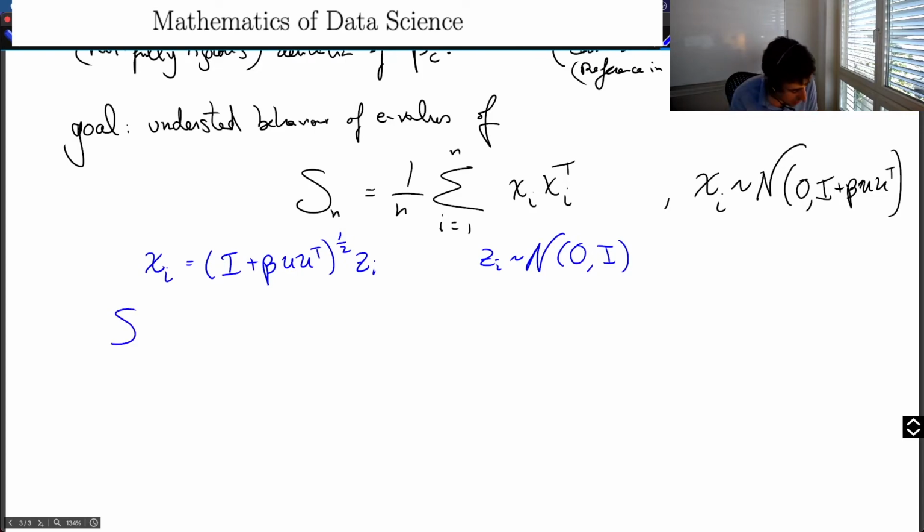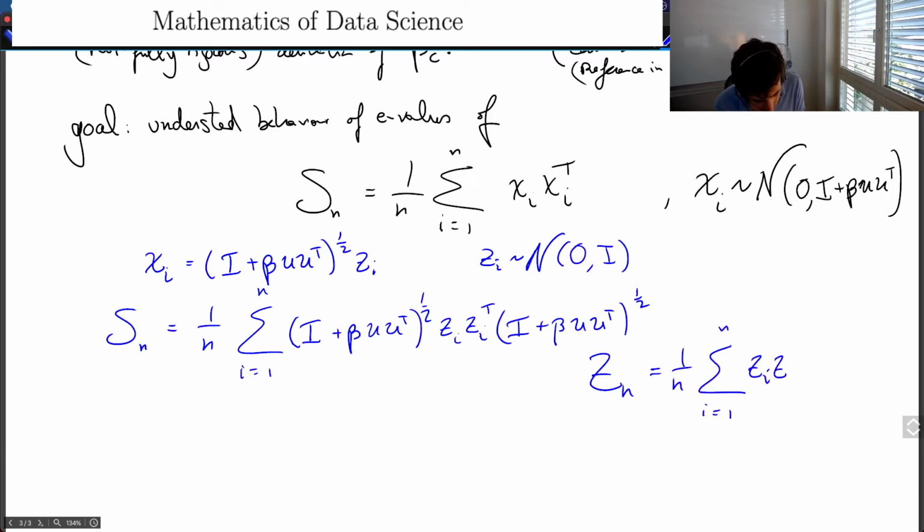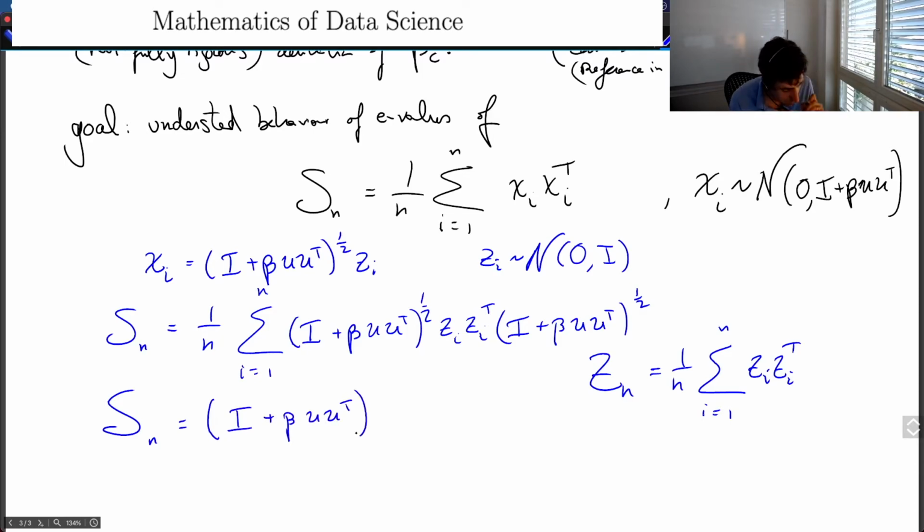This means in particular that I can write Sn as 1 over n, sum i from 1 to n, of identity plus beta u u transpose to the 1/2, zi zi transpose, identity plus beta u u transpose to the 1/2. This matrix is symmetric, so I don't have to take another transpose. If I now write Zn equal to 1 over n sum i from 1 to n of zi zi transpose, this matrix I know its eigenvalues. This means I can write Sn as identity plus beta u u transpose to the 1/2, Zn, identity plus beta u u transpose to the 1/2. We want to know how this affects the eigenvalues of Zn. That's going to be the strategy.